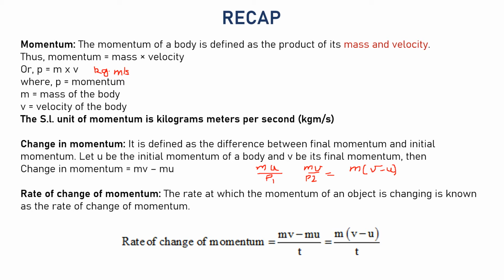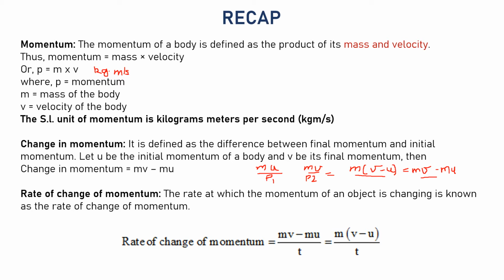Children, this is very important from the point of view of numericals. So the change in momentum will be m multiplied by v minus u, or you can write directly mv minus mu. With both the formulas you can solve the numerical. Or you can write p2 minus p1. Simple, right?